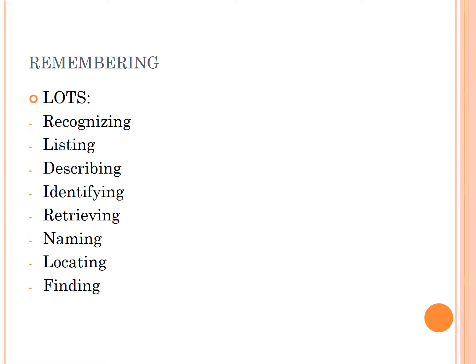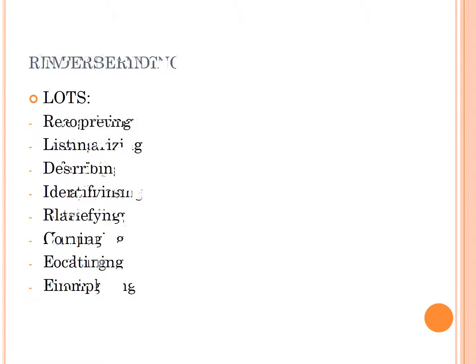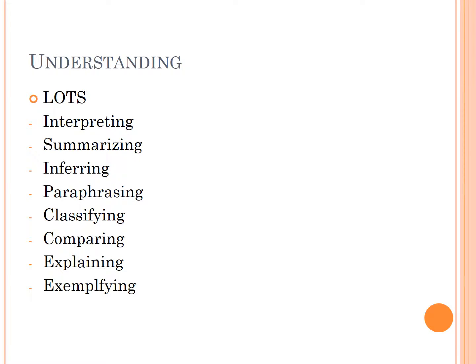Like I mentioned before, remembering is the first step when it comes to learning something. Remembering can be as easy as recognizing a word or being able to list some topics under that word, or describing that word, like defining an object or naming a group in a lesson. Identifying, retrieving, naming, locating, and finding are all LOTS which can be used in a lesson no matter what the subject.